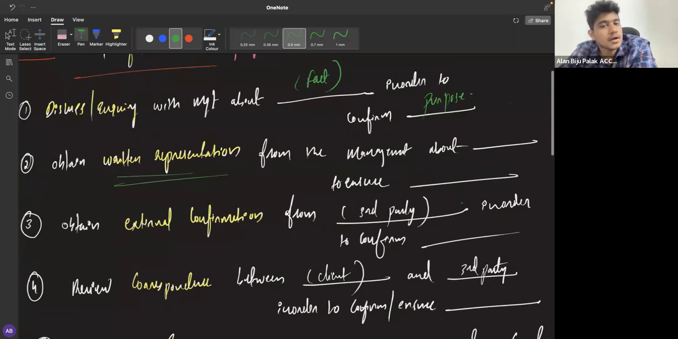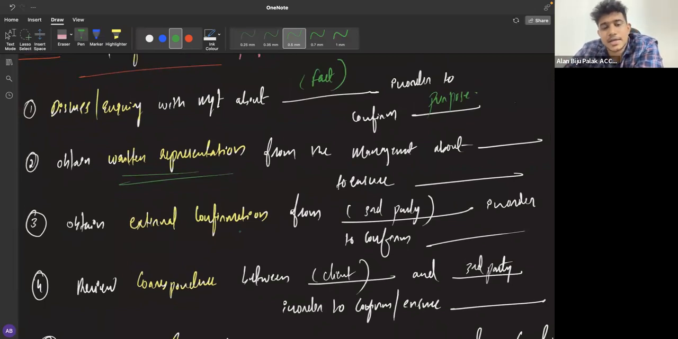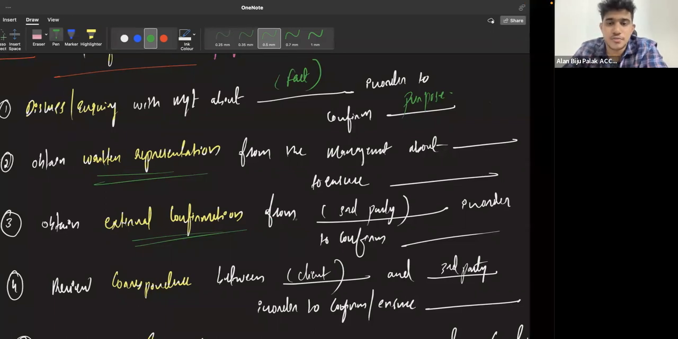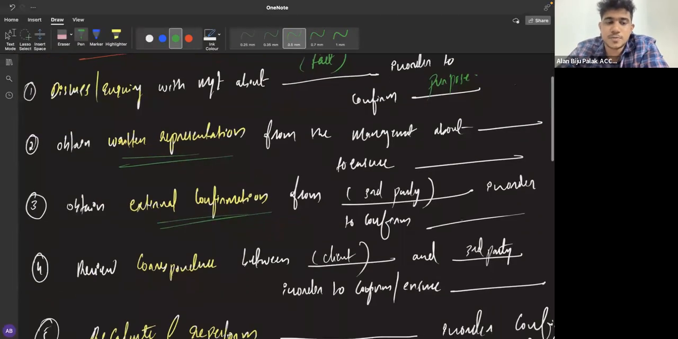Also, you can always consider obtaining an external confirmation. In this case, who holds the information from whom we can get external confirmation? Solicitor. Okay, advocate or solicitor. Right? Why do we need that? Amount. Okay, then obtain external confirmation from the lawyer in order to confirm whether the amount of probable cash outflow is 1,10,000. Clear? Okay.